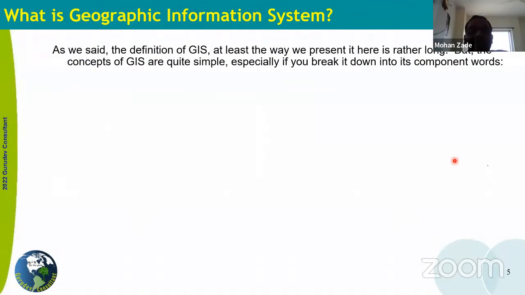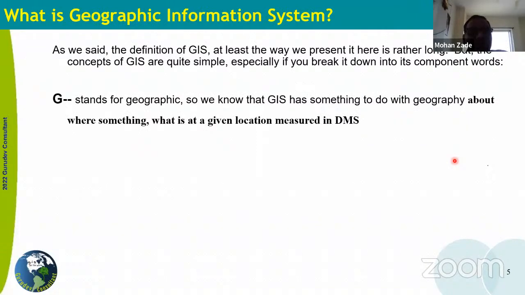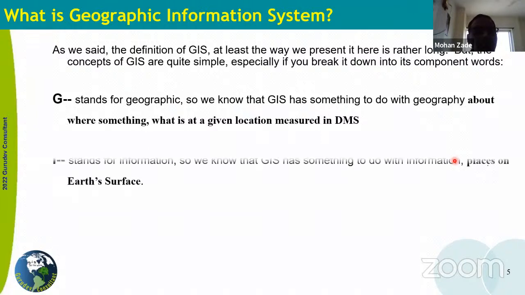If I have to define what GIS is, it is very simple. The G stands for geography. Geography means where something is and what is at a given location, measured in degrees, minutes, seconds. So what we see in degrees, minutes, seconds is the location, that is the geographic part. And then the second, I, stands for information. So what it indicates at that particular location.